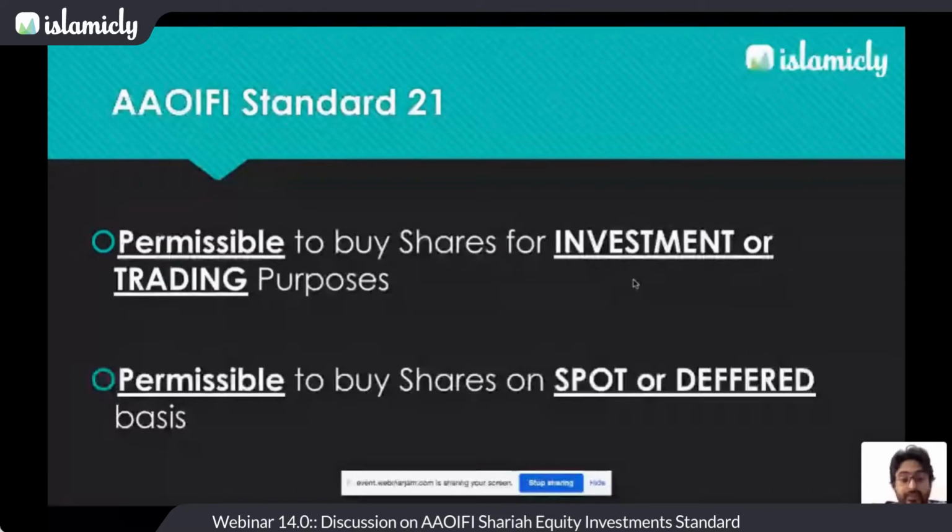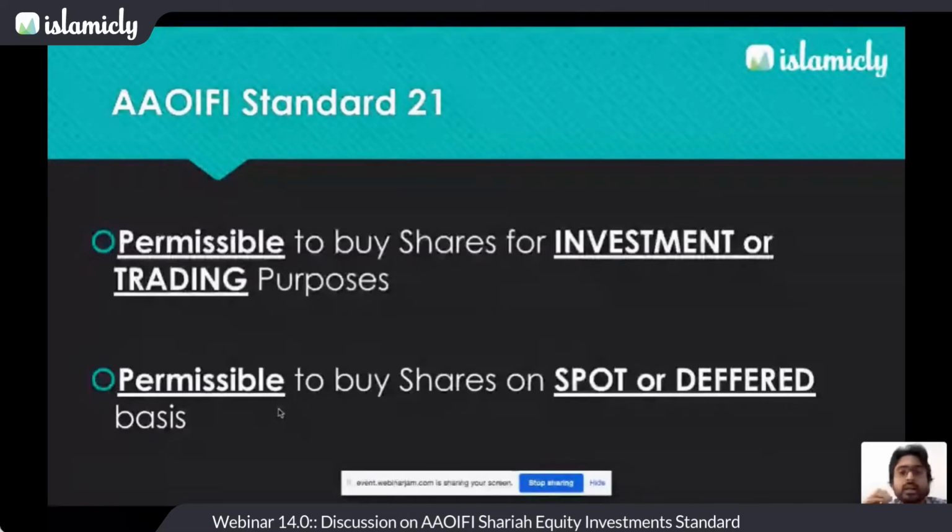Now, the other key thing which has to be read very carefully is that it is permissible to buy shares on spot or deferred basis. Everybody understands spot, right? You pay money, you get that share. But deferred basis, do not confuse this with permissibility or impermissibility of futures and options. We'll discuss this later. This has nothing to do with futures, options, or swaps.